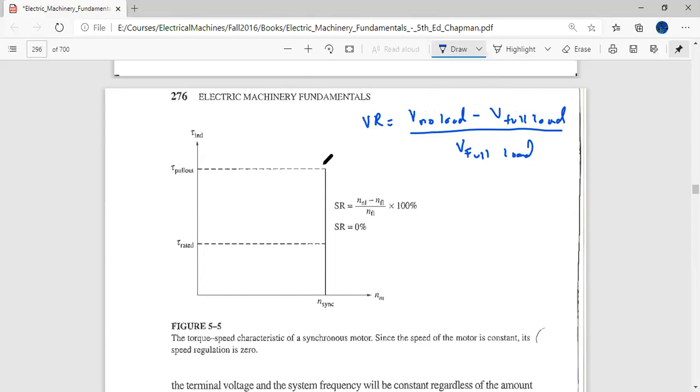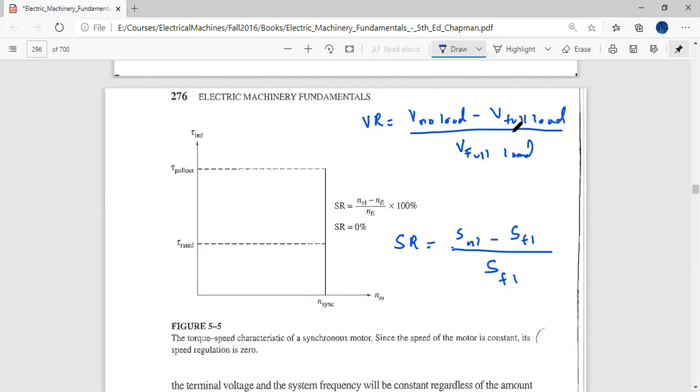But since now we are dealing with a motor, in a motor we have another analogous term which is called speed regulation, and this is equal to the speed of the motor at no load minus the speed of the motor at full load, divided by the speed of the motor at full load. This means that when you fully load a motor, you are loading it with a mechanical load, whereas when fully loading a generator, the load is an electrical load.